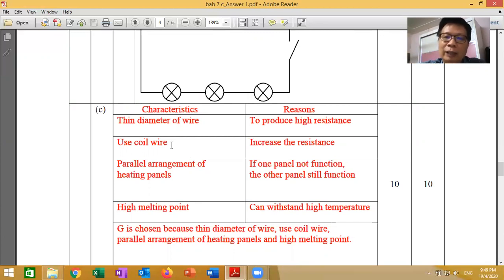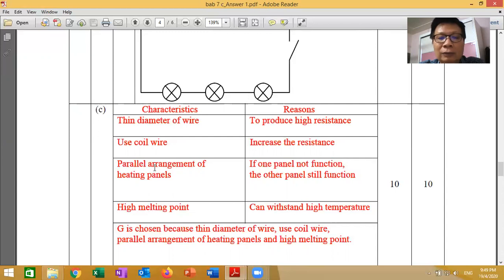So actually, you make the wire longer, very long. When a wire is long, it means the resistance is high. Understand? That's why you coil it up. Coiled up means that the wire is long. When a wire is long, the resistance becomes high. That's the reason. The third, arrange them in parallel.